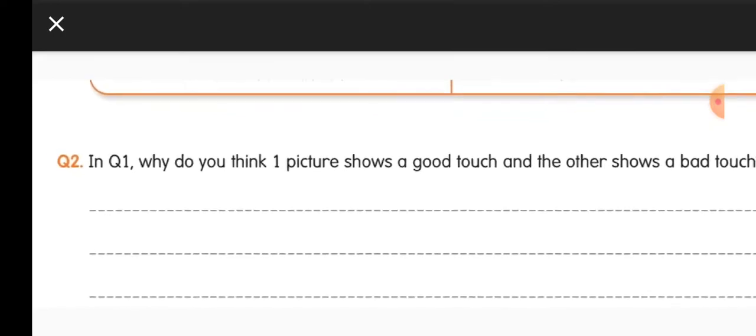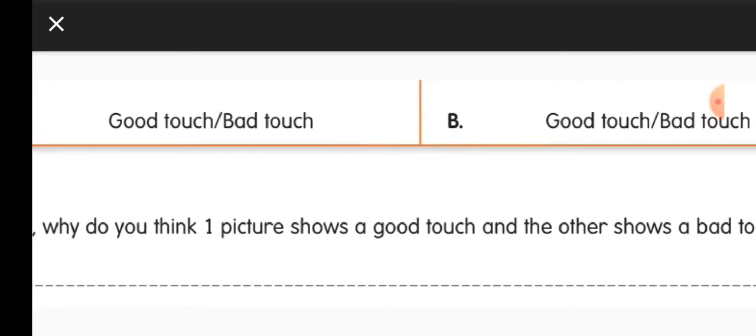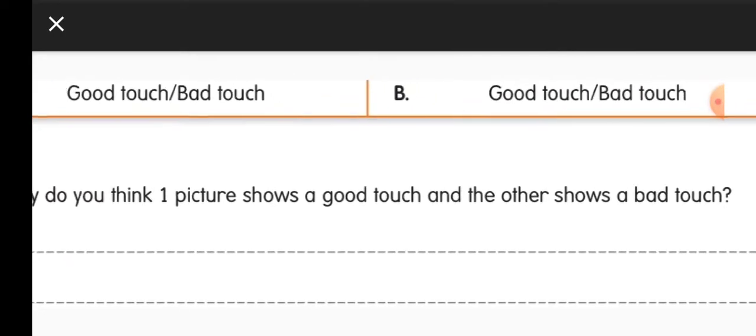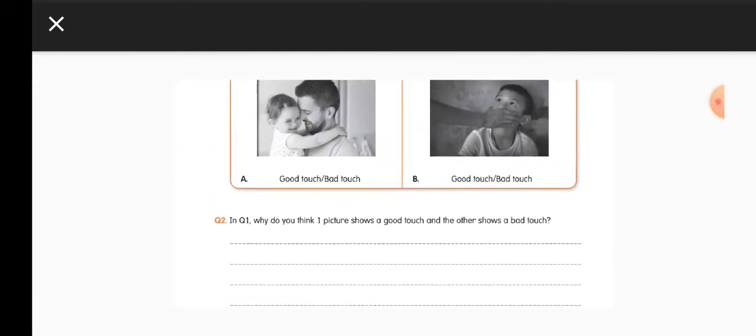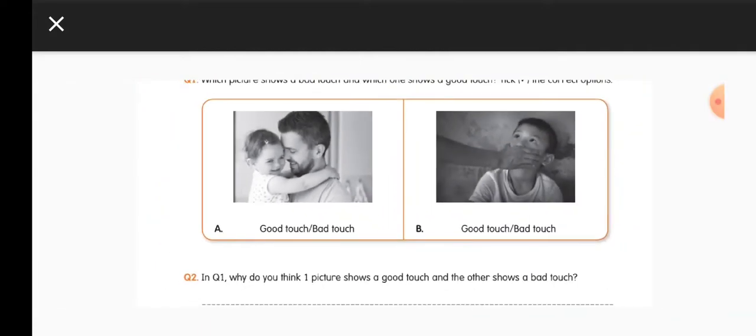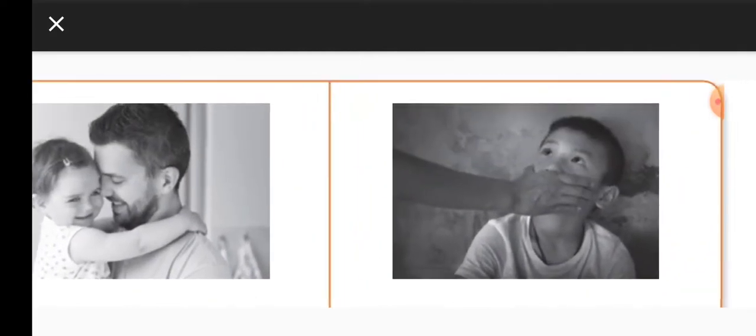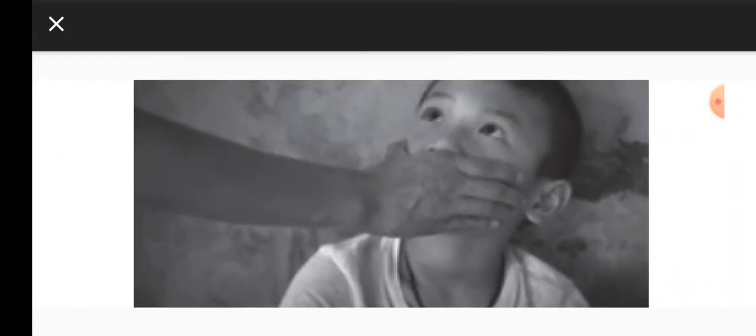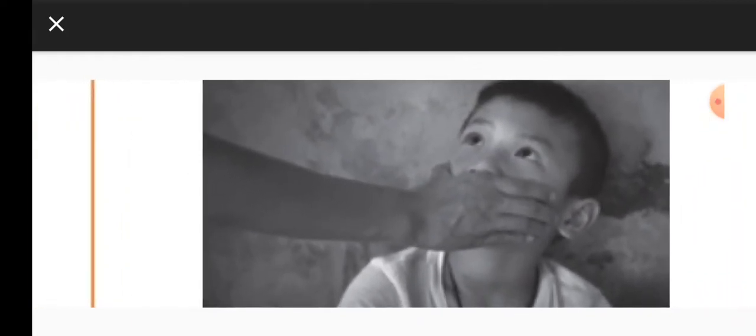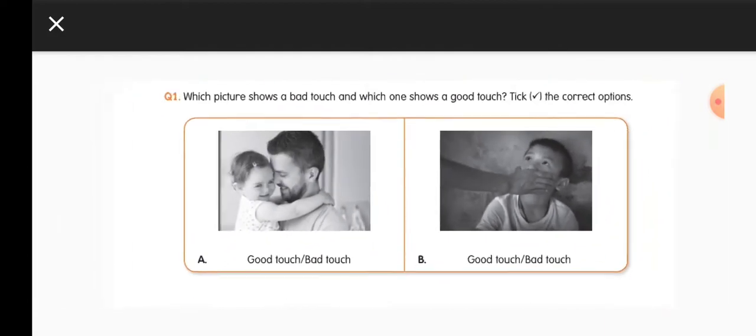Second question: in question 1, why do you think the first picture shows a good touch and the other shows a bad touch? In the first picture, we can see the baby smiling and very happy. So, it is a good touch. In the second picture, we can see that the boy is uncomfortable, he is scared. So, it is a bad touch.